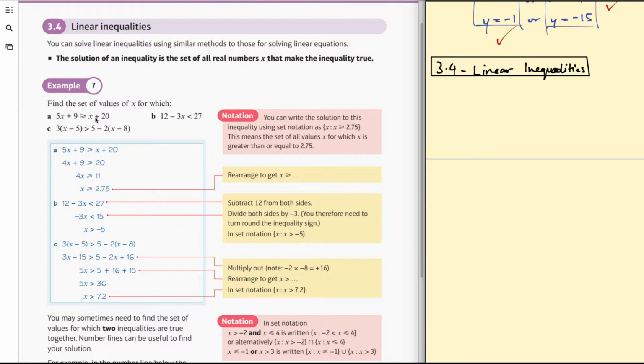You can use all of the algebraic rules you already know, like subtracting things from one side or the other, dividing by things. The one thing that you need to watch out for is dividing by a negative. So divide both sides by -3. You need to switch around the inequality. Whenever you multiply or divide by a negative, you need to switch the inequality.